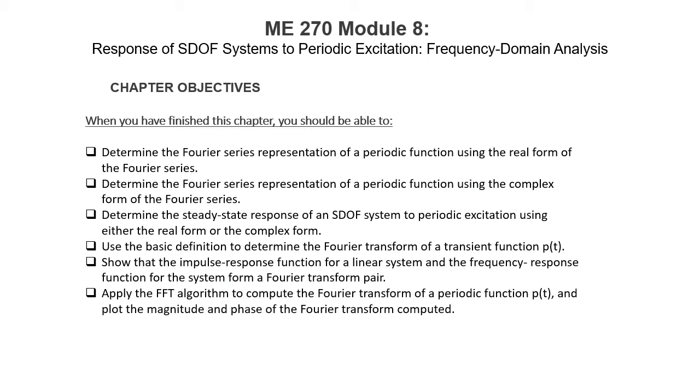As we dive into Module 8 and Chapter 7 of our textbook, again, we're taking a look at the response of single degree of freedom systems to a periodic excitation, specifically a frequency domain analysis. So some objectives for this module here.